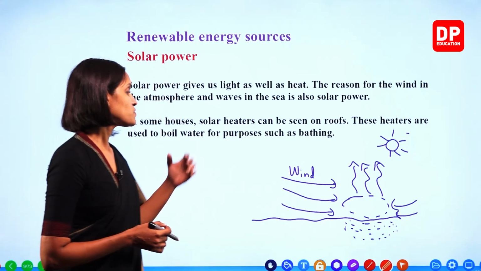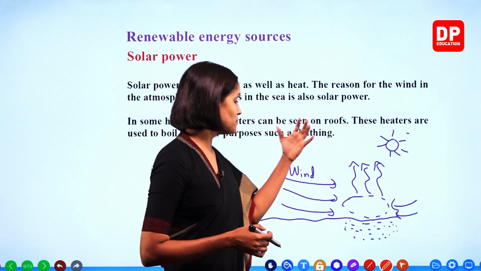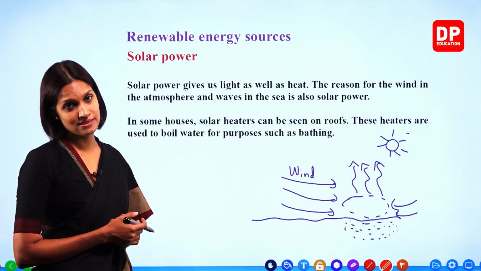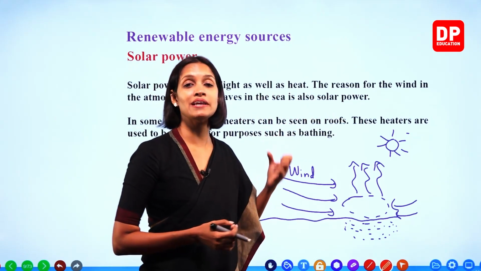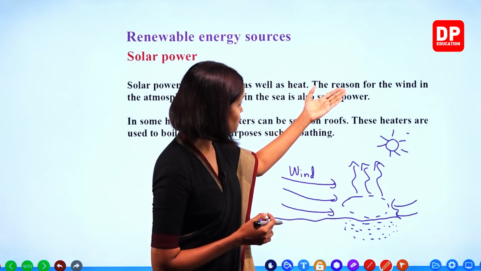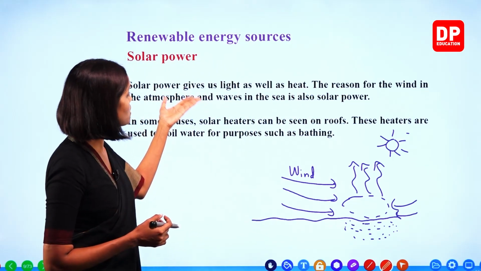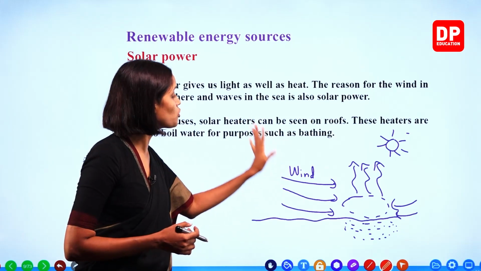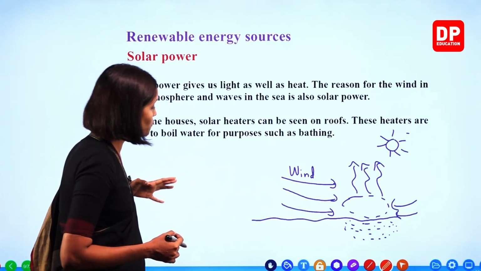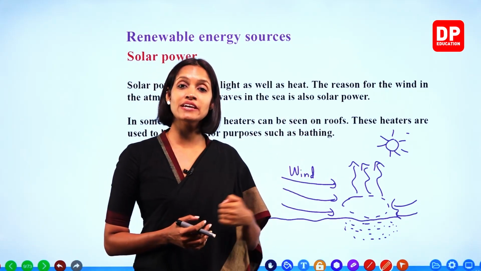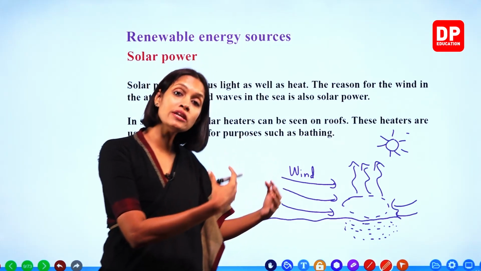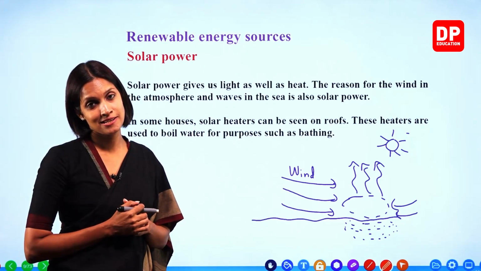Right, children? So wind forms as a temperature difference in different places of the earth. That happens because of solar energy. So that is the reason for the wind in the atmosphere and waves in the sea. Because of the formation of wind, sea waves also occur. Sea waves move along with wind in one direction. So sea waves also form because of the wind. Wind forms because of solar heat.